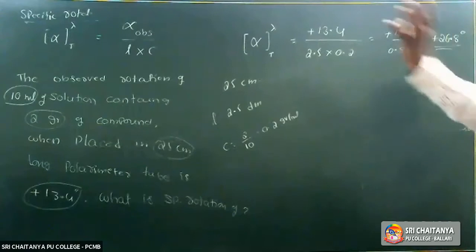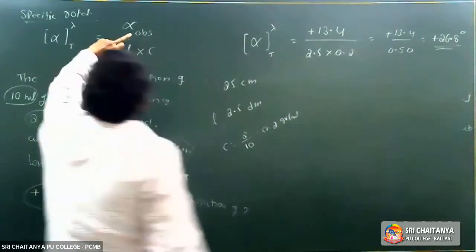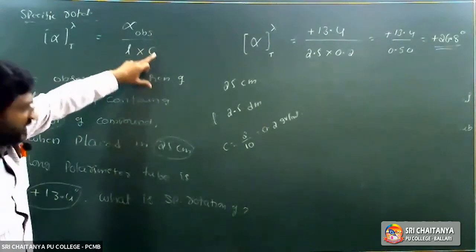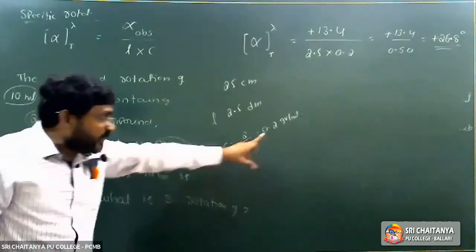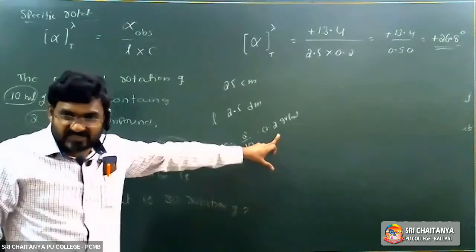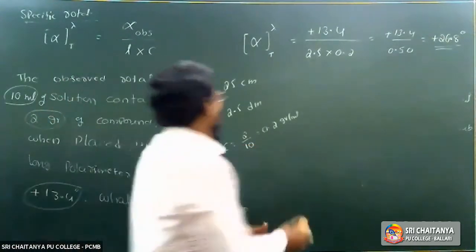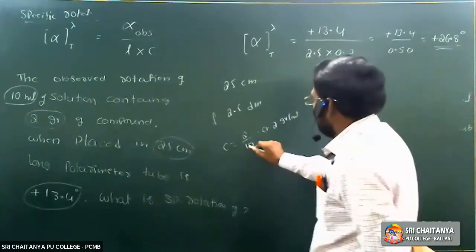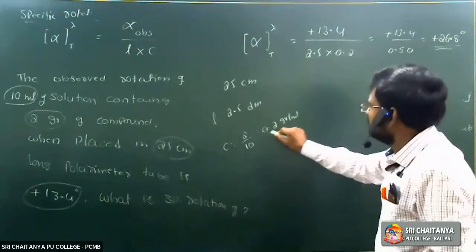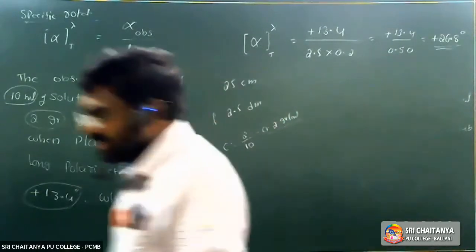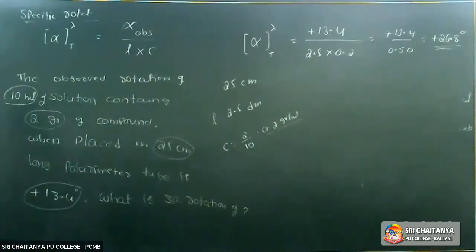So alpha is equal to observed rotation divided by L into C. Here the concentration is expressed in grams per milliliter, the weight of substance in gram per milliliter. So 2 grams in 10 ml, therefore 1 ml contains 0.2 grams. Next, L is the length, taken in decimeters. So it is the formula.